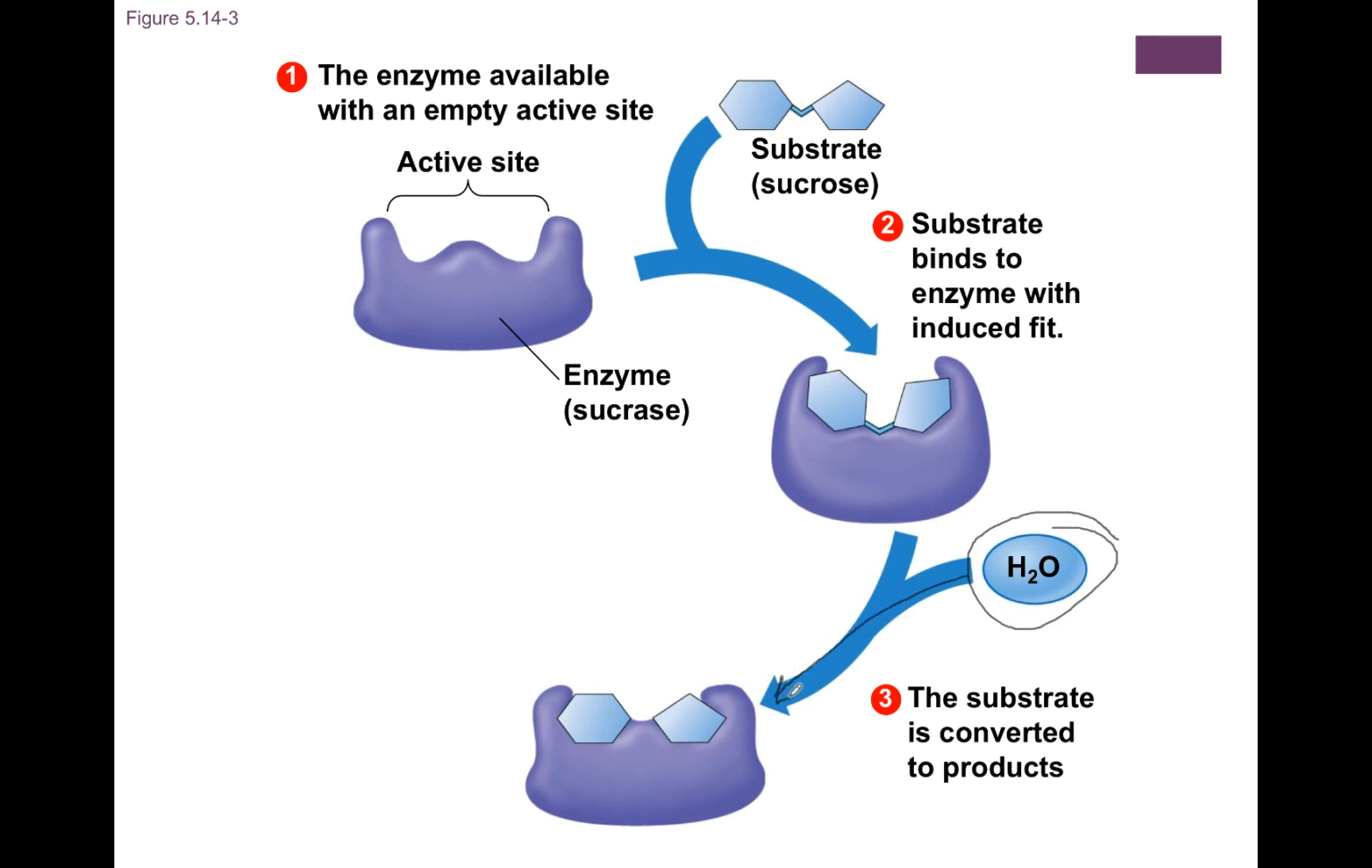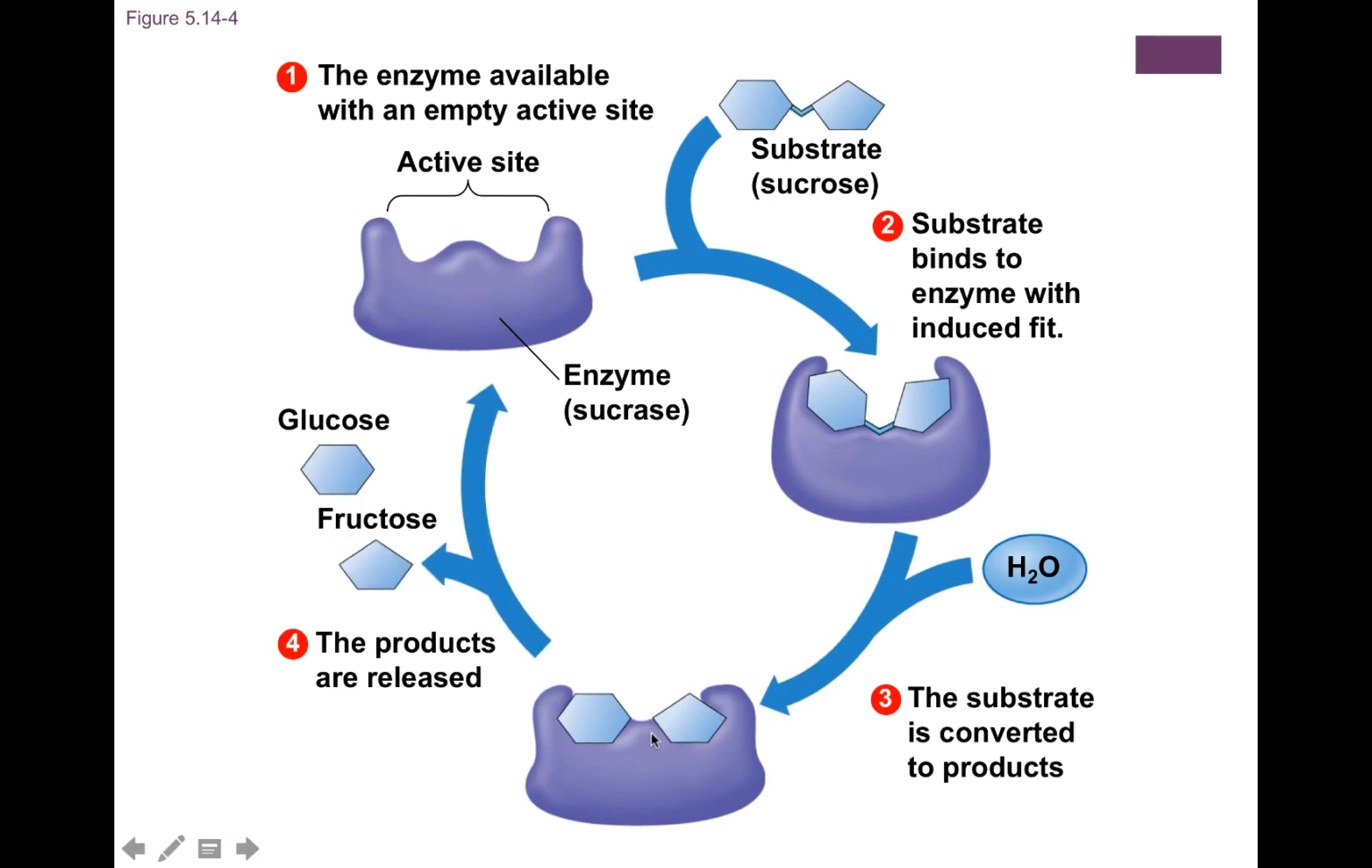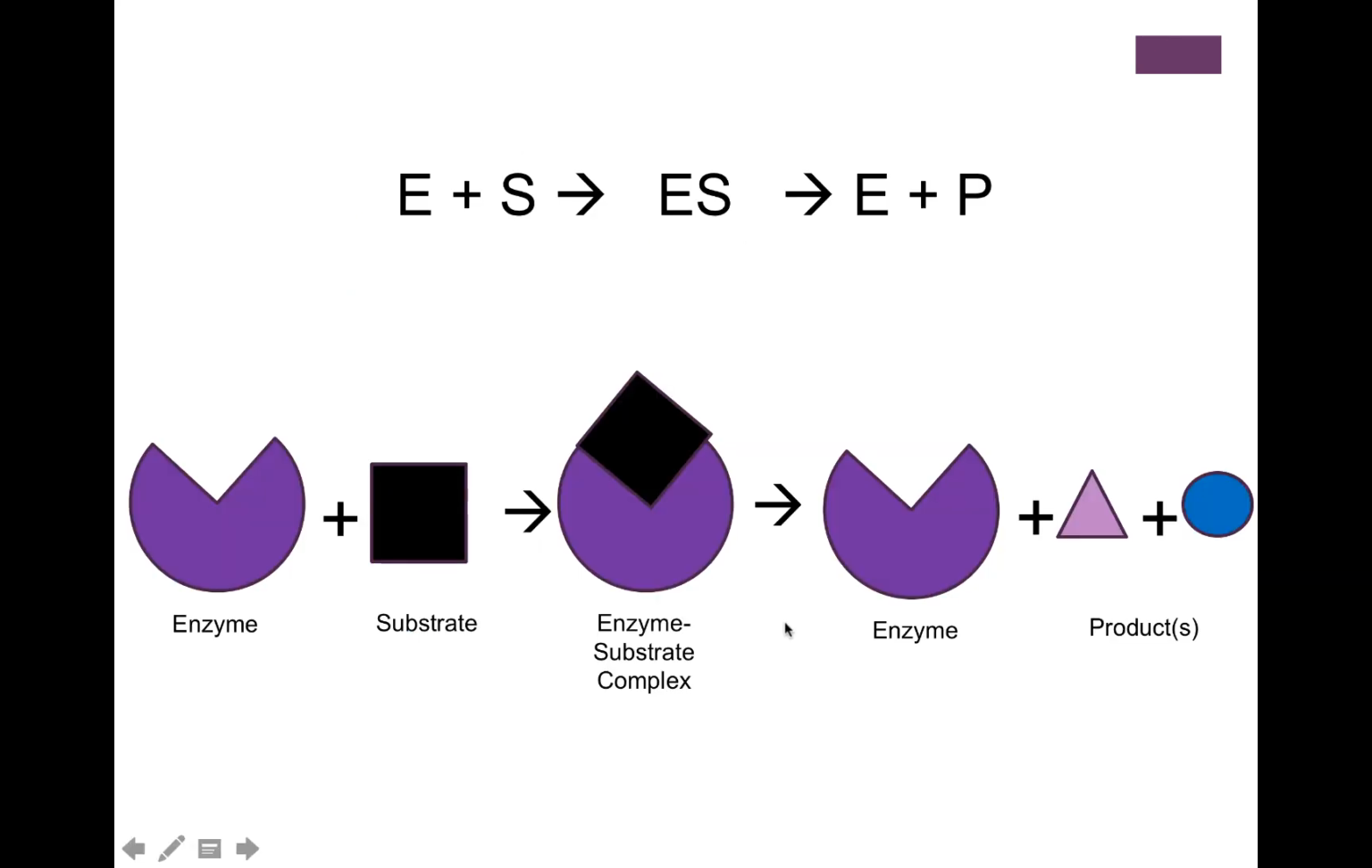All right. And then we have a temporary enzyme substrate complex. And then our products are released, fructose and glucose. And the enzyme is returned to its natural form, empty, and ready to go again to break down the next sucrose if it finds one. All right, so this is an important formula that you should know and remember. Enzyme plus substrate form a temporary enzyme substrate complex. Enzyme is unchanged, and we get products.